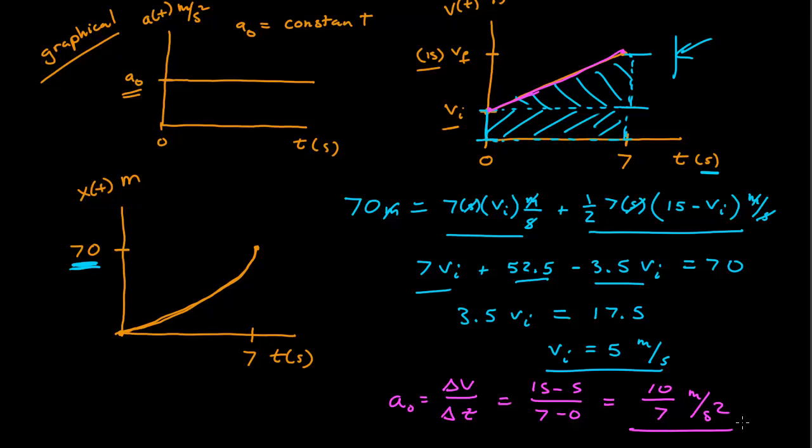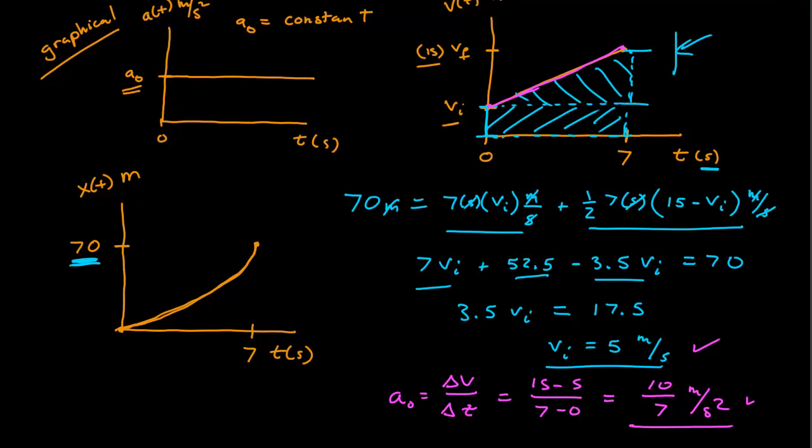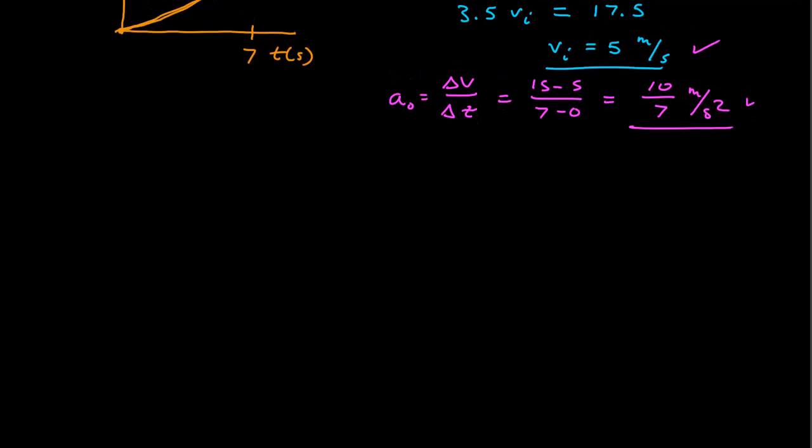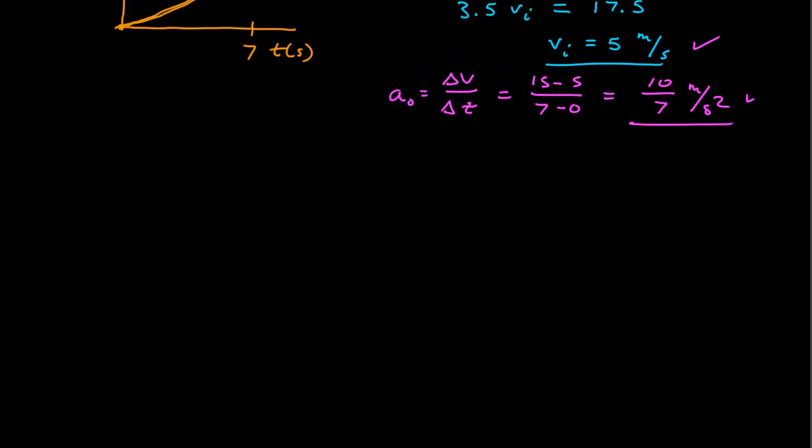So here, just for an example, we were able to use a graphical representation to essentially solve for unknowns in the problem. We have our initial velocity and, in fact, our acceleration. All right, so let's move on. We now look at a graphical representation. In fact, we used it a little bit. Now let's go on to mathematical representation.